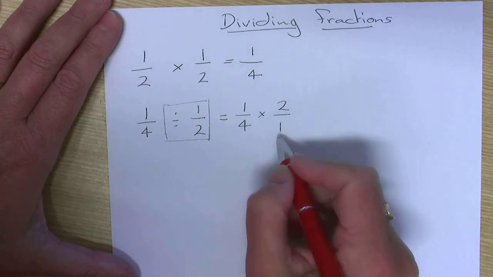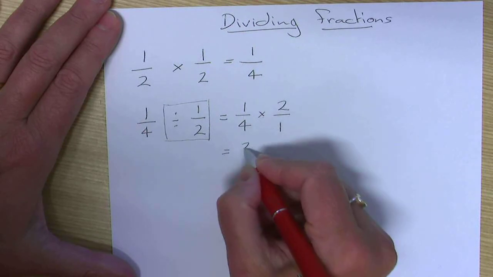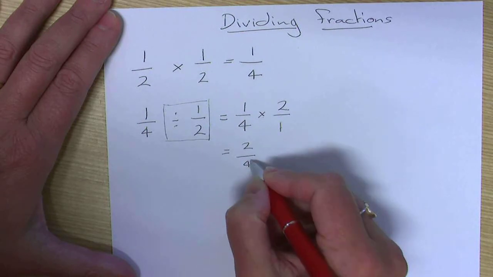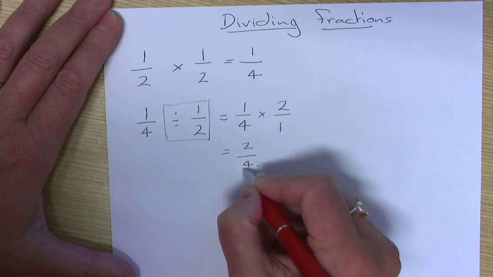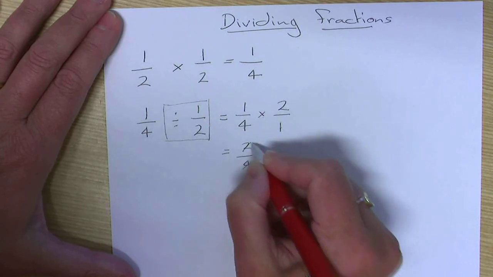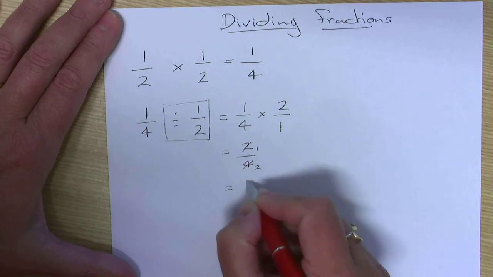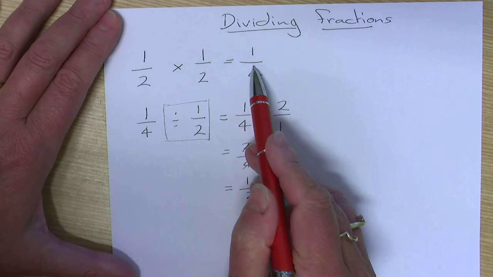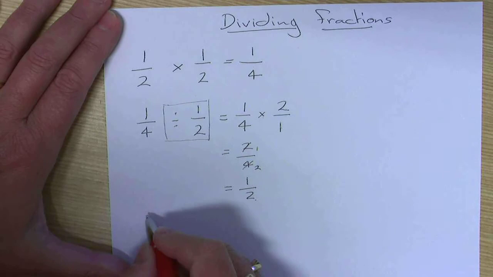So when we multiply that, we get 1 times 2 is 2, 4 times 1 is 4, and we find the number that goes into both of these, which is 2, so we can divide that by 2 to give us 2, and divide that by 2 to give us 1, so our answer is a half, which is the answer that we would expect. A quarter divided by half gives us a half. So let's have a look at another example.